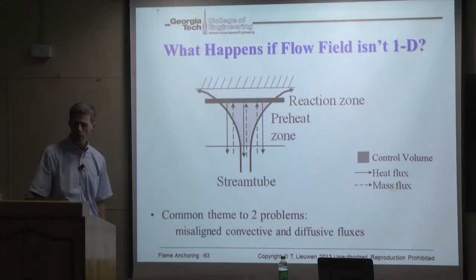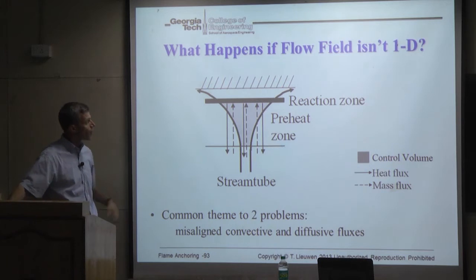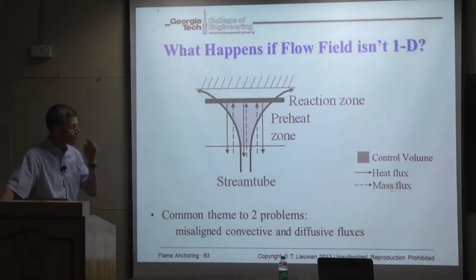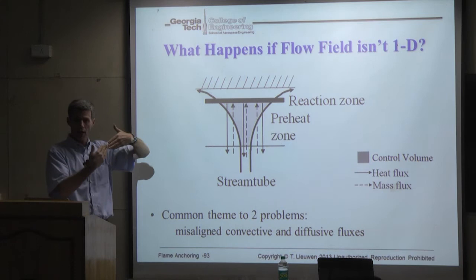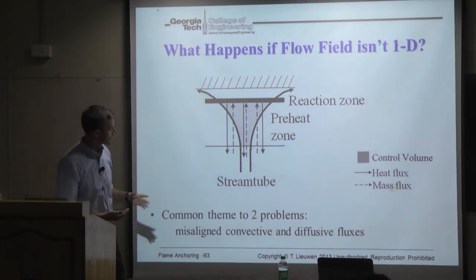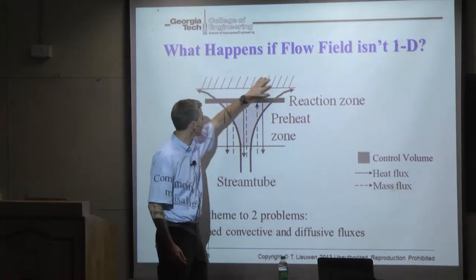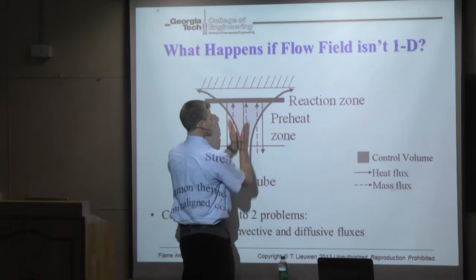Well, this is one example. Here's another example. What happens if your flow field isn't one-dimensional? A good example of how to do that is in a stagnation flame. Professor Seshadri showed a configuration yesterday that he has in his university, where you stagnate two jets into each other. Another way to do that is to take a jet and stagnate it into a wall. So what I've drawn here is a wall. Imagine you have a jet of fluid, and it's going like that.